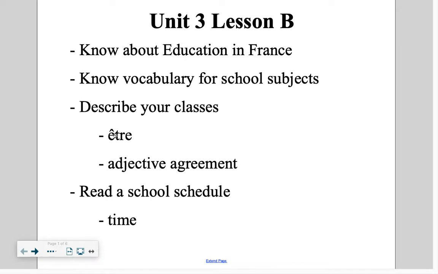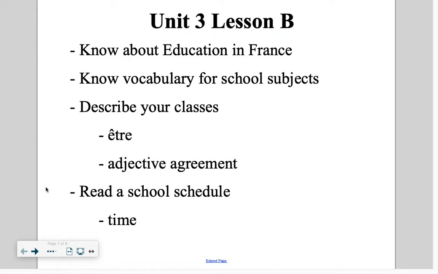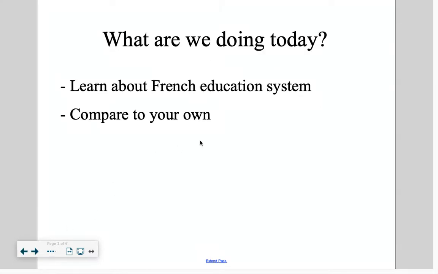Another objective will be to describe your classes using être. Remember, être means to be, and adjective agreements, which we will learn. Okay. And finally, to read a school schedule by using time. So I told you already that we're going to learn about time during this unit. Okay, so let's talk about what we're going to do today.